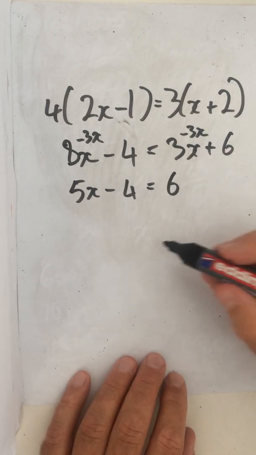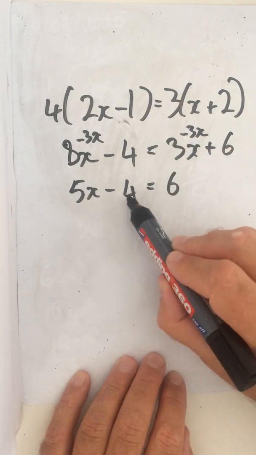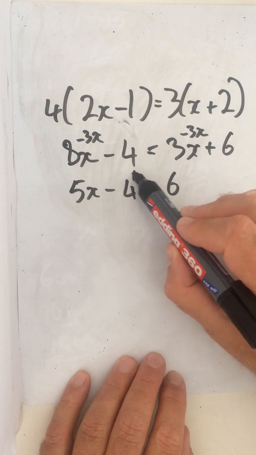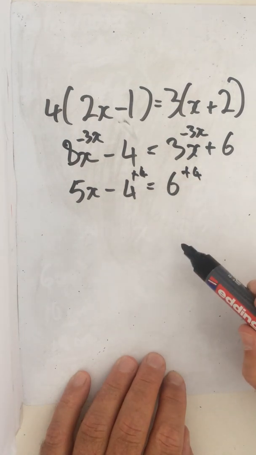And from there, we want to be left with x, so we have to get rid of this minus 4 next. If we add 4 to that, that becomes 0. It's the balance method. We do the same on both sides.